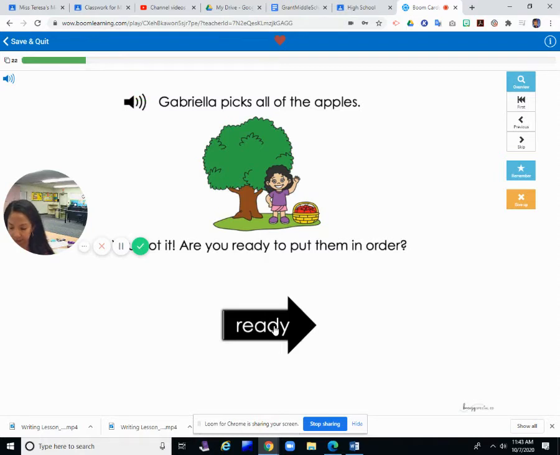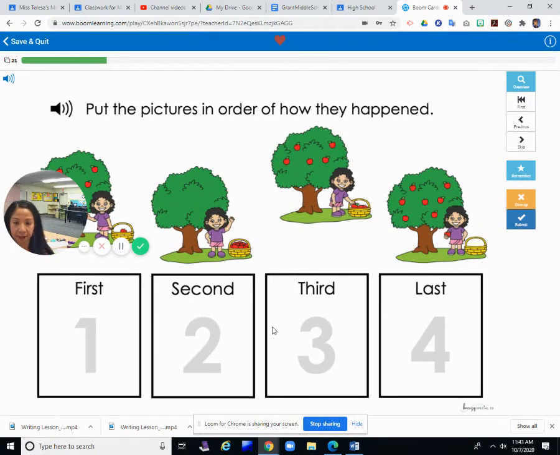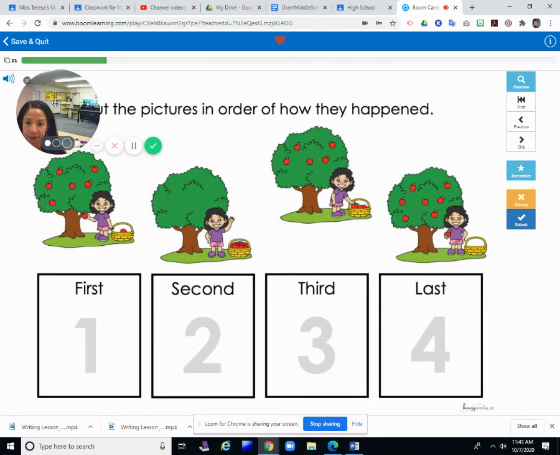Click the arrow to begin. Okay. Oh, now we have to put them in order. Let's put the pictures in order. Okay, first, what is the picture of her starting to pick apples? She's just starting. Is it this one? She's got an apple in her basket and one in her hand.